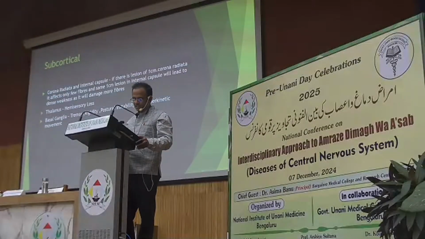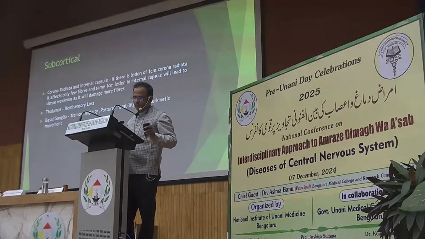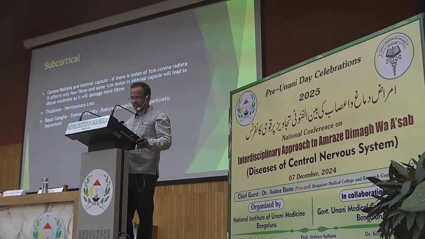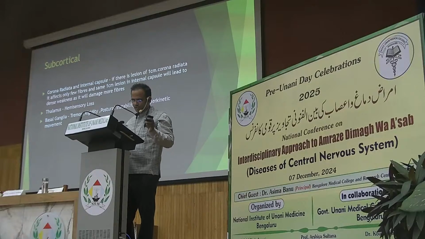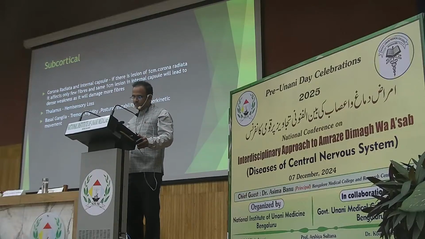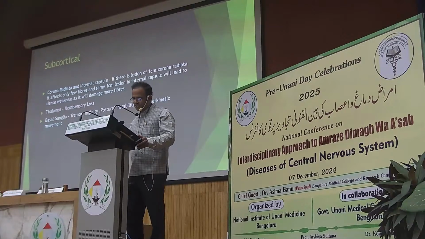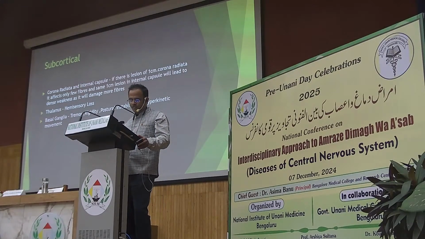Then there are corona radiata, thalamus, basal ganglia and internal capsule. Since in the corona radiata the fibers are very much distributed, you need a bigger lesion to cause maximal weakness. Whereas in the internal capsule, all the fibers are condensed. Even if it is a small lesion, it can lead to dense, maximum weakness. The thalamus is called the sensory gate of the brain. So whenever the thalamus is involved, there will be hemisensory loss on the opposite side.